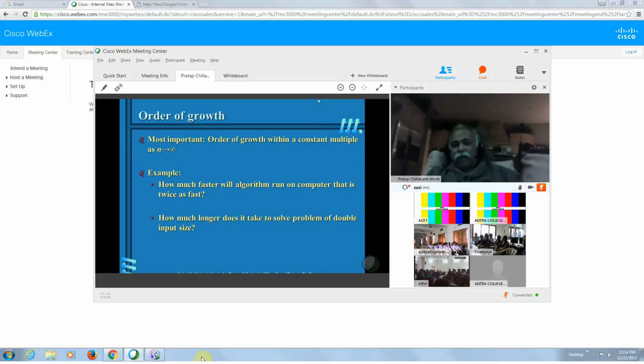Okay, and then you can see a couple of other variations of that, right? How much faster will an algorithm run on a computer that is twice as fast?